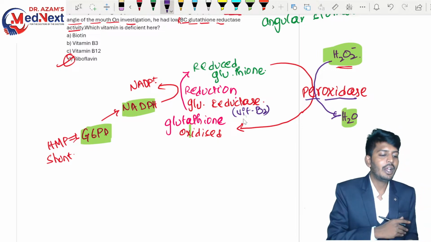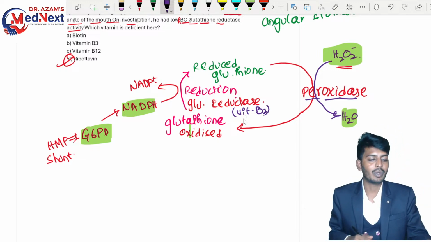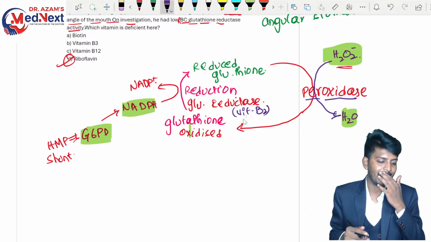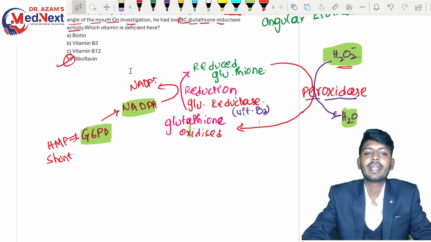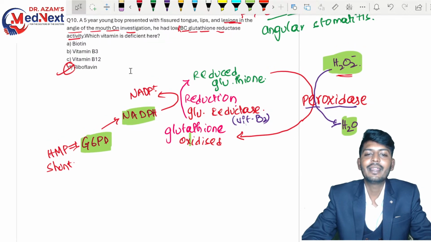इसका साथी कौन होता है? कोएंजाइम is vitamin B2. That is your riboflavin, my dear students. What is that? Riboflavin. So that is why glutathione reductase activities had been changed.